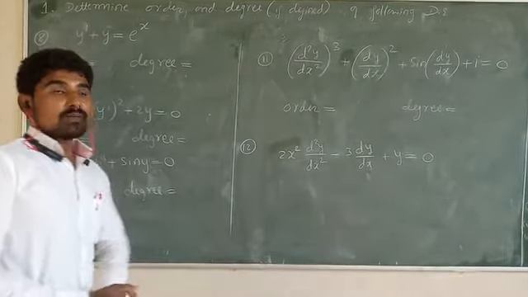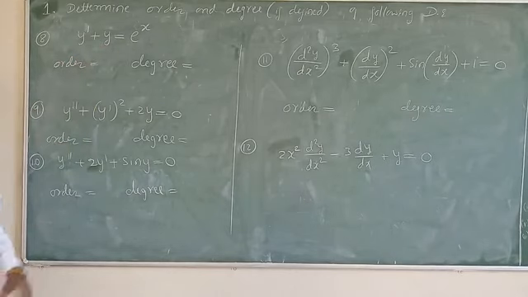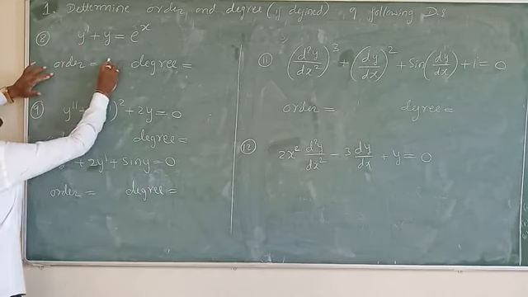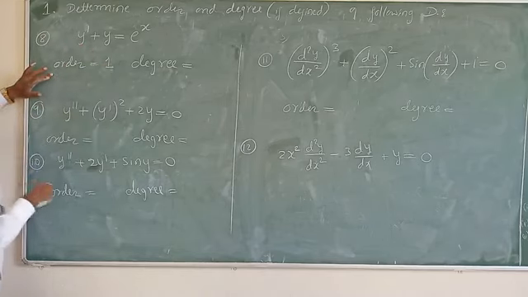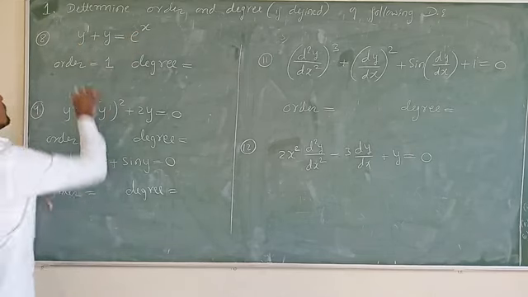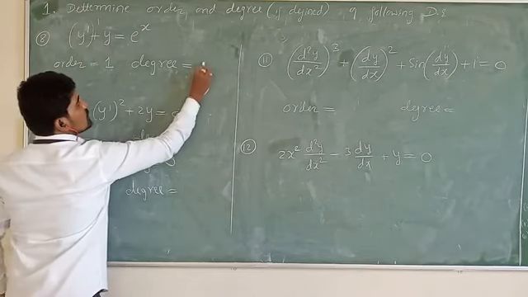So now question number 8 is y dash plus y is equal to e power x. Only the first order derivative is involved in this differential equation. Therefore the order is 1. And this differential equation is a polynomial in derivatives. Therefore the power of this first order derivative is 1, so the degree is also equal to 1.